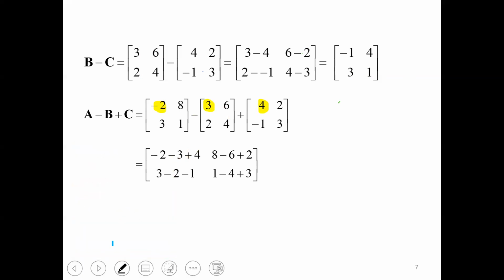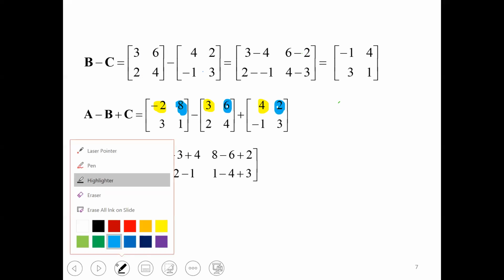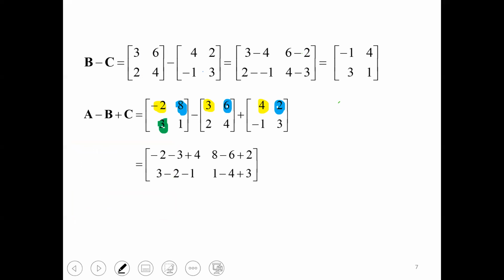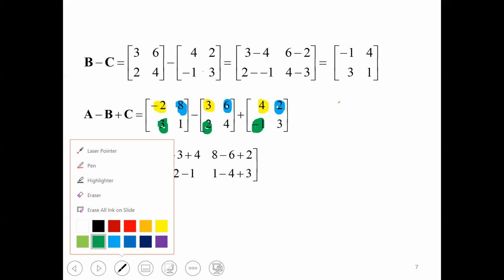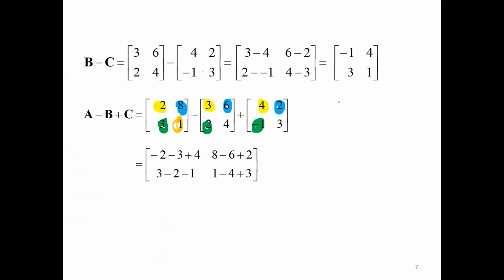And for the next one, it's 8 minus 6 plus 2, and we have 3 minus 2 plus 1, and the last one, let's do this, which is 1 minus 4 plus 3. And that will give us the final answer here. Right.